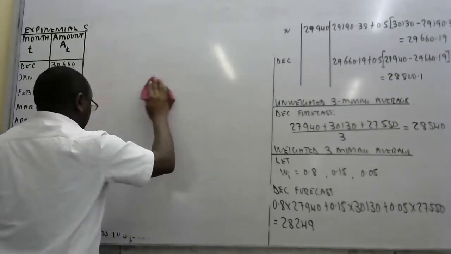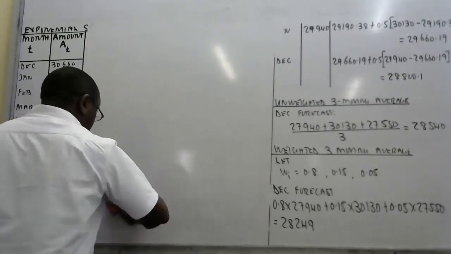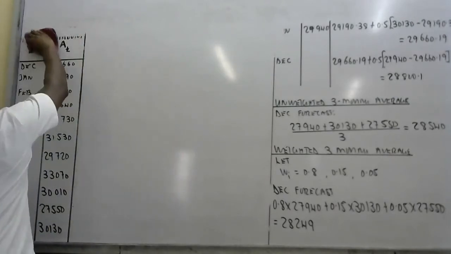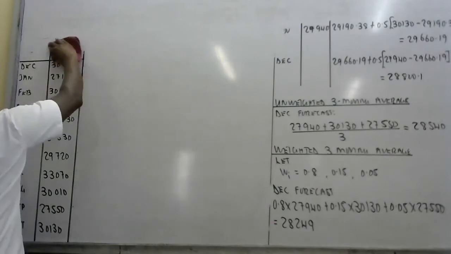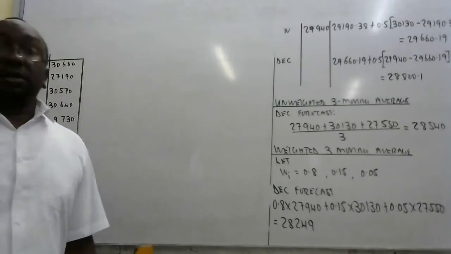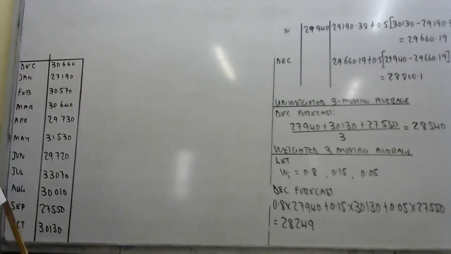The other one, which I don't want to do so that it does not take out of my time, is the regression. When you're using regression, these time periods you just number them. They become your x, and these values become your y. And we all know how to develop the equation of y equals a plus bx. So you have to know exactly.